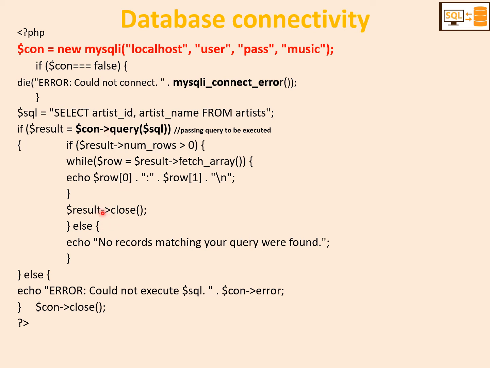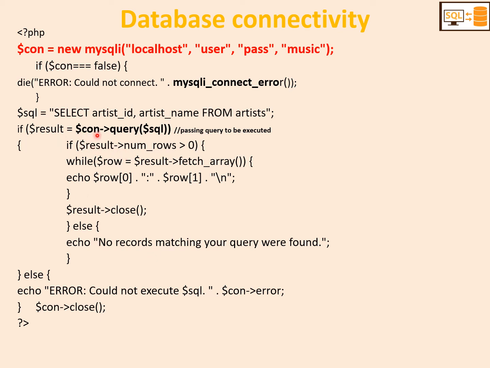So that resultant variable is closed. If this resultant variable does not have any rows, it should move to the else part and print a message like this: no records matching your query were found. This type of message will be displayed.